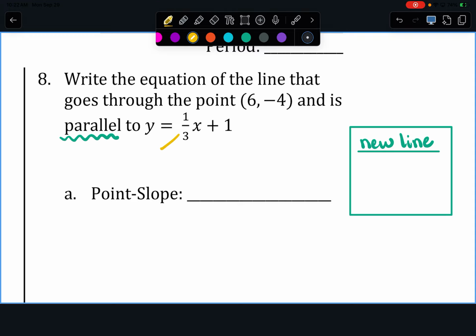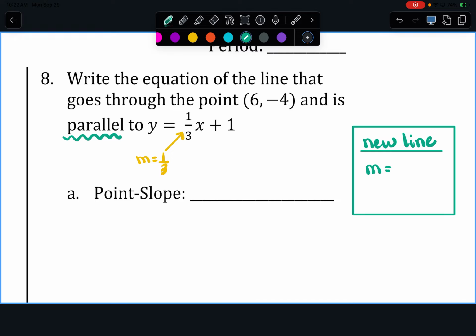Well, this guy is already in y equals mx plus b form, yay. He has a slope of 1/3. If I want to be parallel to him, that means my line needs to have the same slope, so I also want a slope of 1/3. But I also want to be passing through the point (6, -4), so I'm going to put that over here as well. This is everything I know about my new line: it has to have a slope of 1/3 and pass through (6, -4).